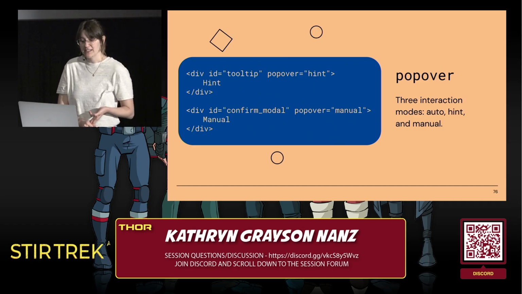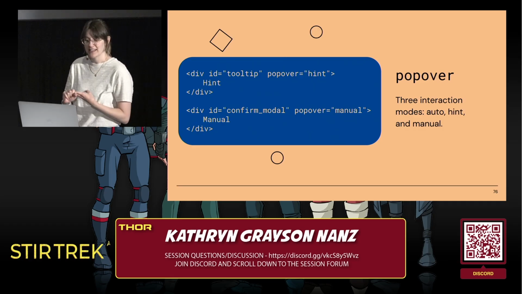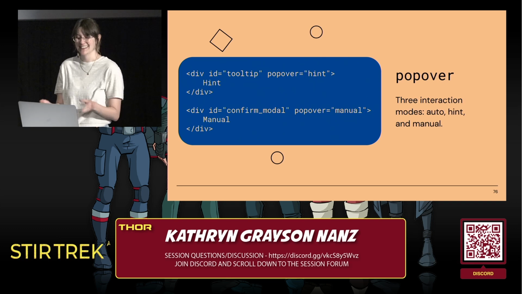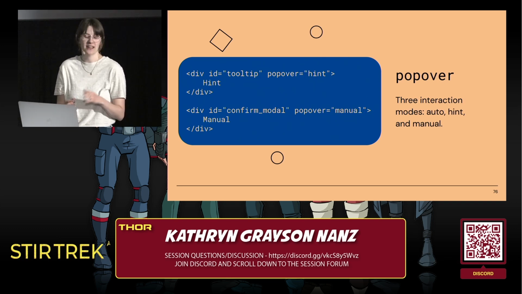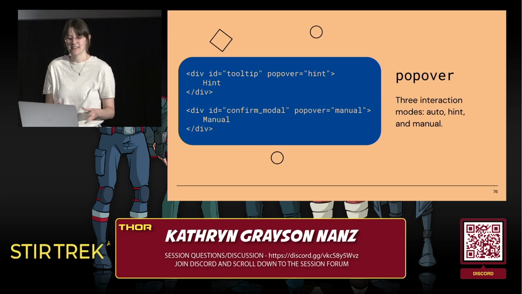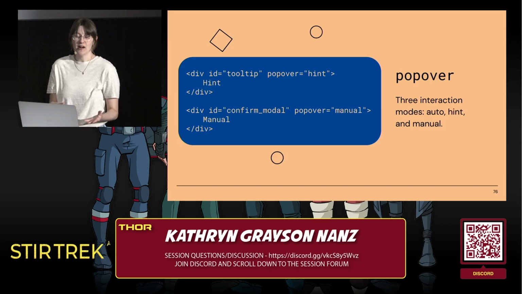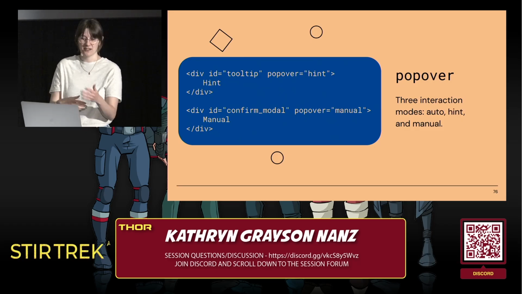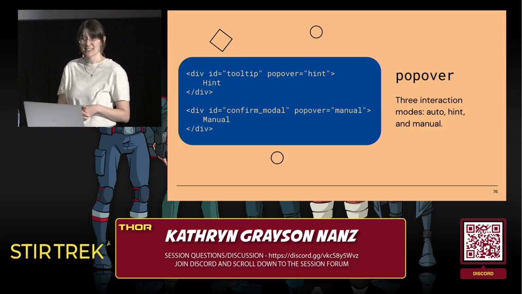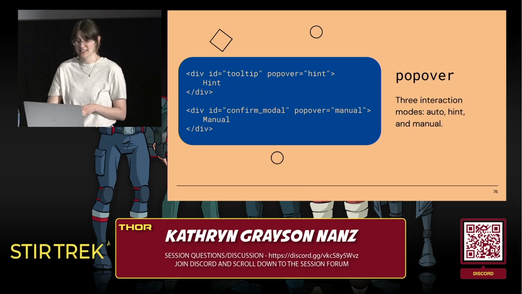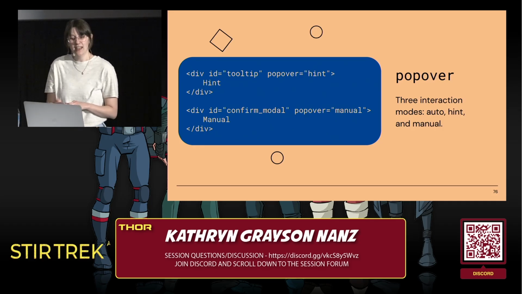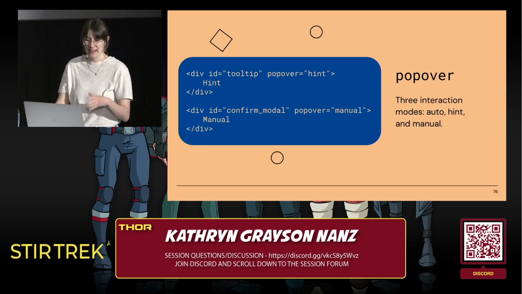Auto, as you can imagine, is what's automatically applied if no value is set. In this mode, popovers can be closed by hitting the escape key or clicking outside the popover, and they'll also auto-dismiss other popovers that are currently active. Hint is basically the same, except it does not dismiss the other popovers, and manual requires the user to actively, manually dismiss the popover. So no escape keys, no auto-closing.